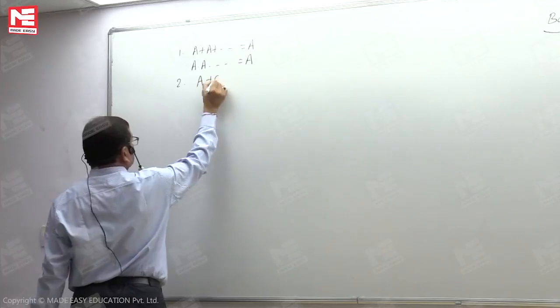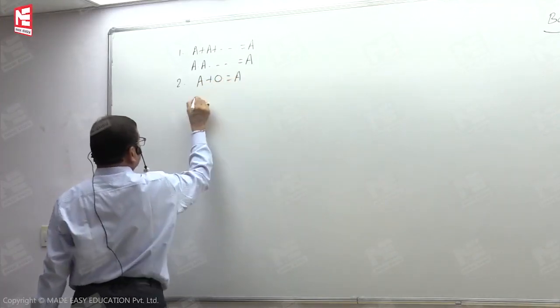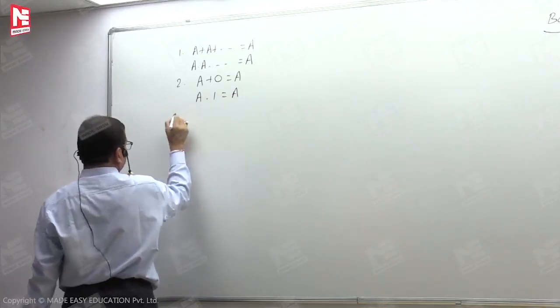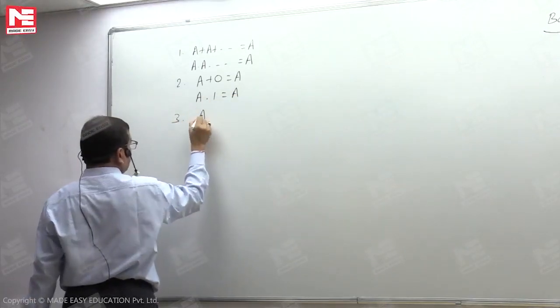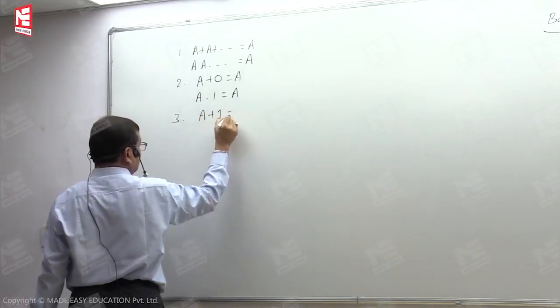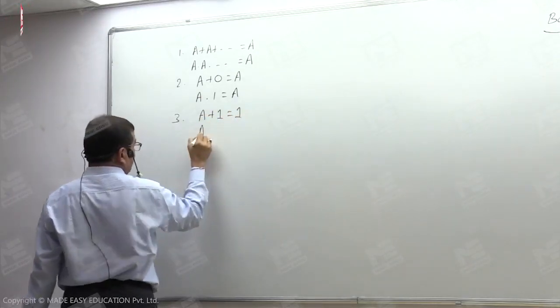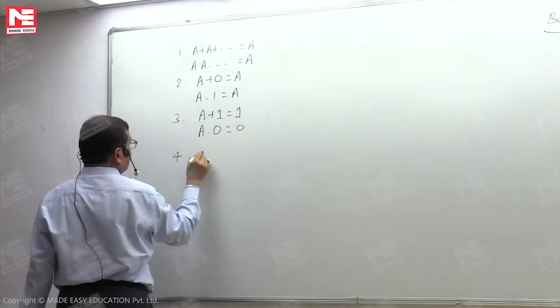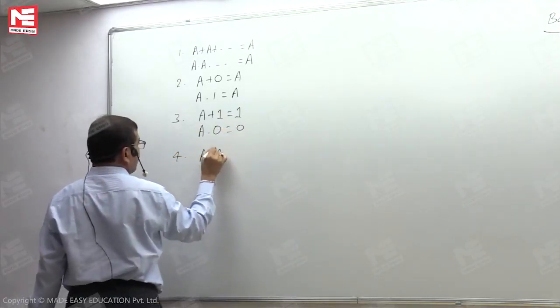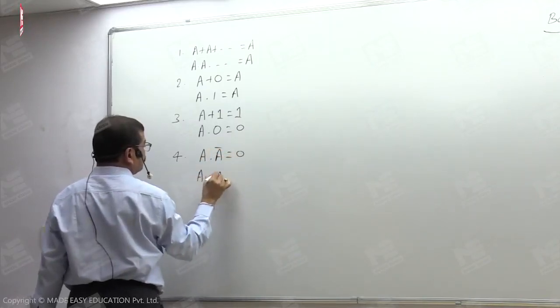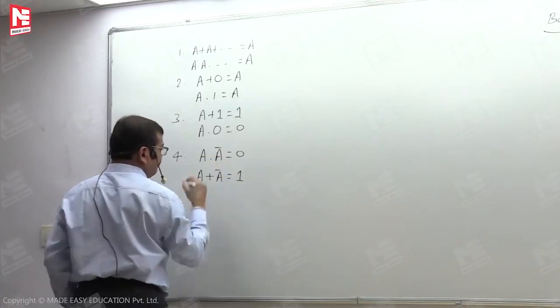A OR with 0 is A. A AND with 1 is A. A OR with Boolean constant 1 is 1. A AND with Boolean constant 0 is 0. A AND with its complement is 0. A OR with its complement is 1.